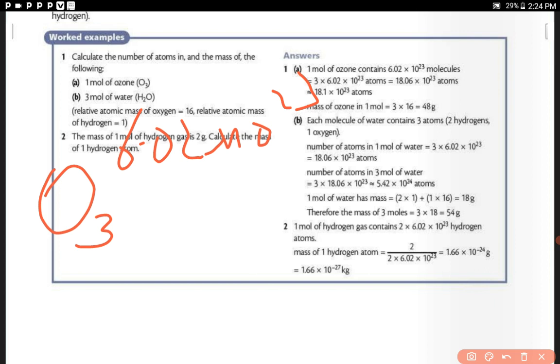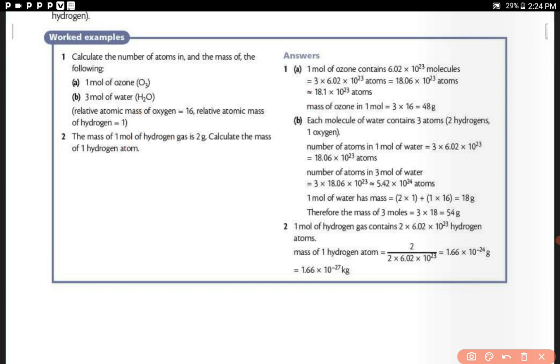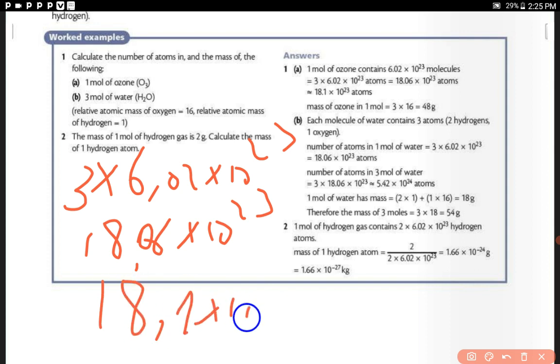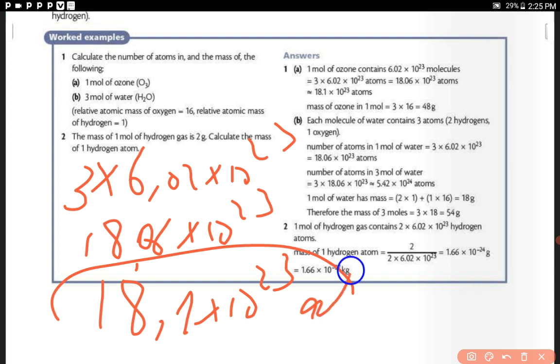As a result, ozone is O3, so there are 3 oxygen atoms in ozone. If you take 3 times 6.02 times 10 to the 23rd, you should have 18.06 times 10 to the 23rd atoms. You can approximate this to 18.1 times 10 to the 23rd by rounding up. So this is the number of atoms in 1 mole of ozone.